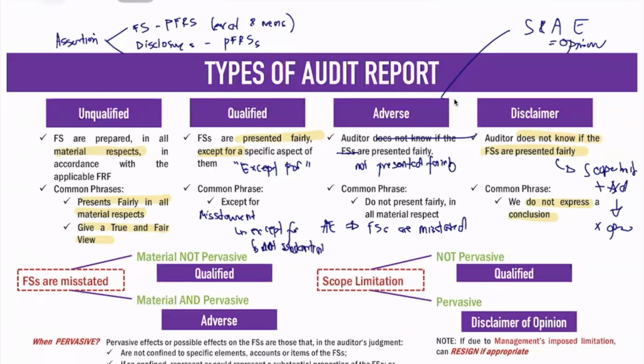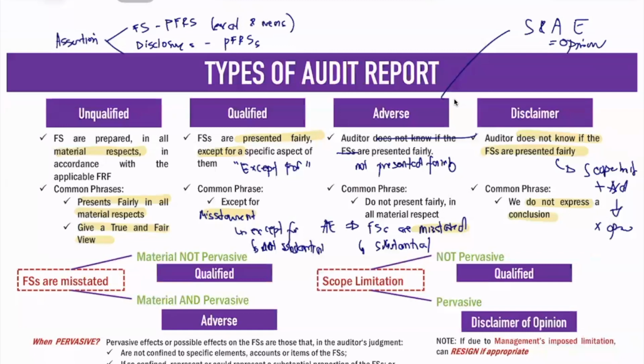When we say in an adverse opinion that the FS are misstated, it means that the misstatement is substantial. Therefore, we look into the pervasiveness as to qualified and adverse. So what differentiates qualified and adverse is the degree of misstatement. Both are misstated, but in qualified, it is except for some items. In adverse, the FS, in all material respects, is misstated.